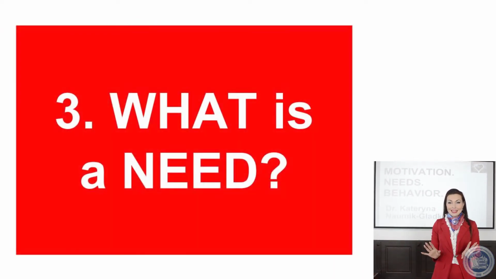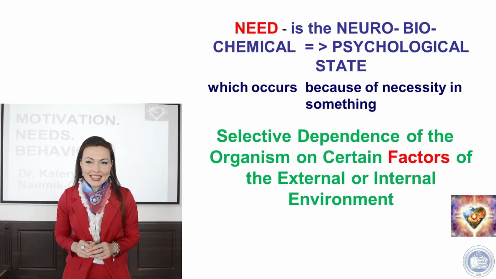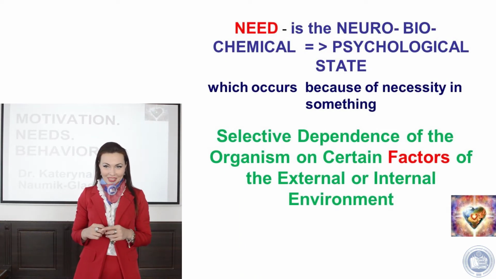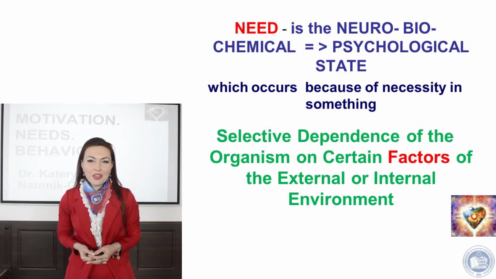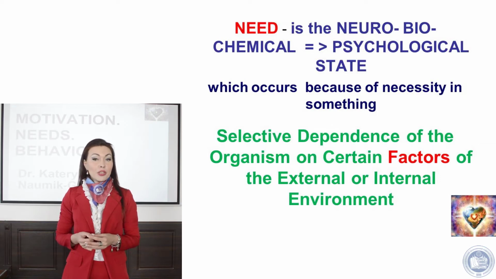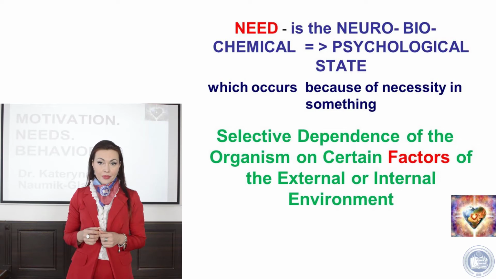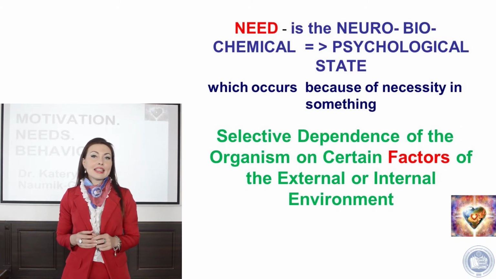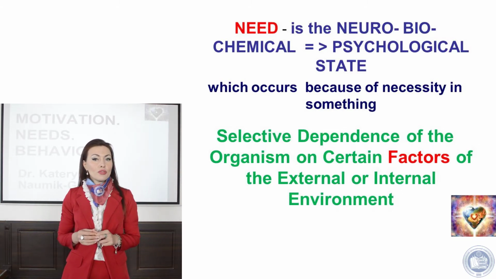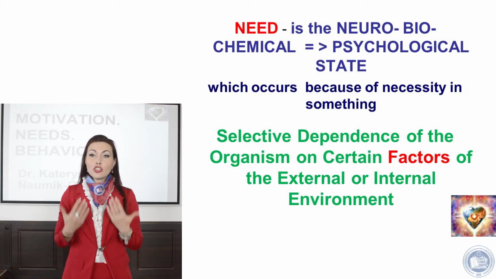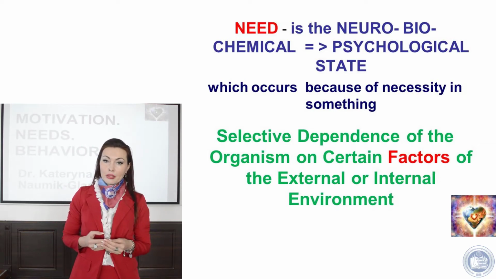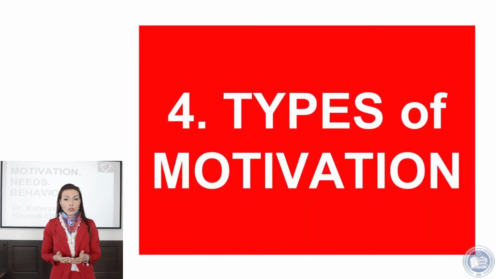What is a need? A need is a narrow biochemical, psychological state, which occurs because of necessity in something. Also, it is a selective dependence of the organism on certain factors of the external or internal environment. And what types of factors may cause motivation?